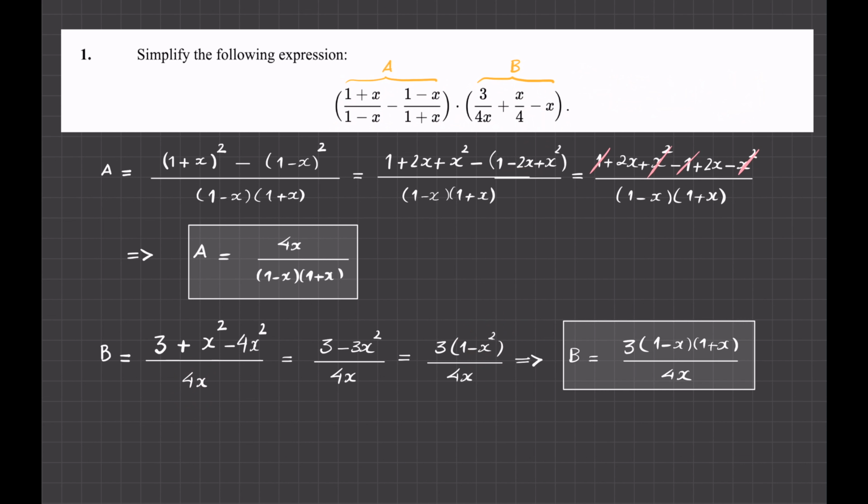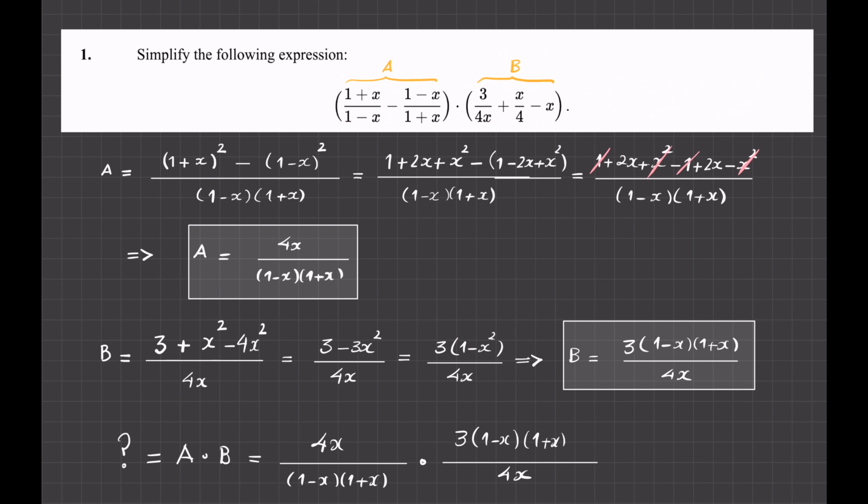Okay, now the question mark that I am looking for is what is a times b. So I have to multiply a by b. But what is a? A is 4x divided by (1 minus x) times (1 plus x). And what is b? b is 3 times (1 minus x)(1 plus x) divided by 4x.